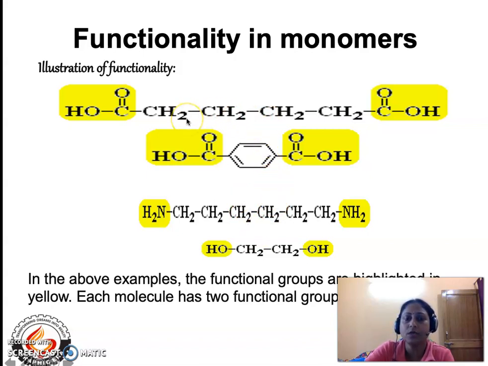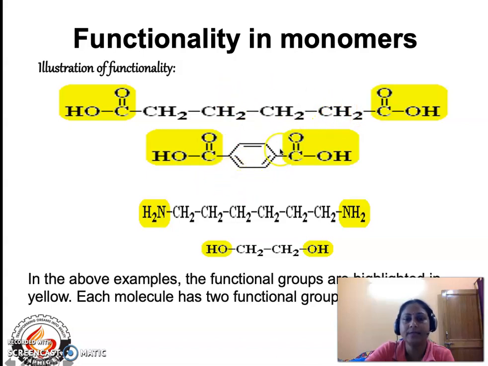So what is so special about these molecules? In the first example, there are 4 carbon atoms, and at the edge of which 2 functional groups, that is COOH, are attached. The name of this molecule is 1,4-butanedioic acid, and this will behave as a monomer.